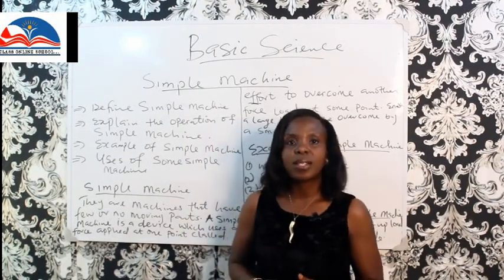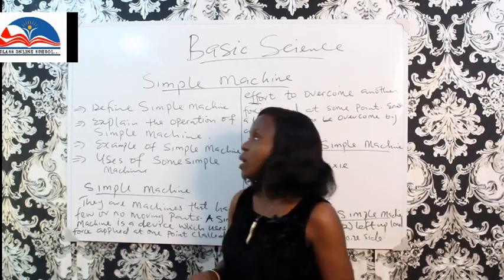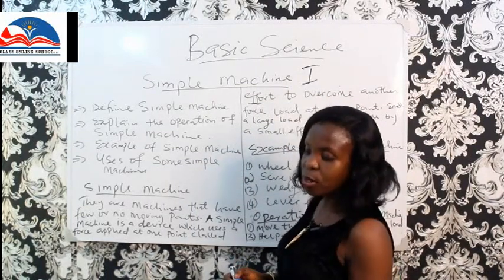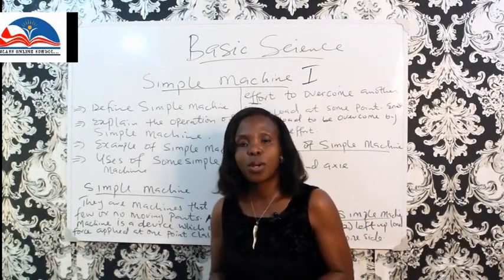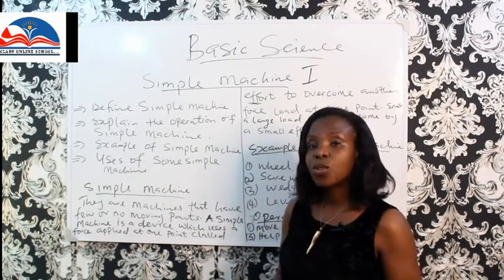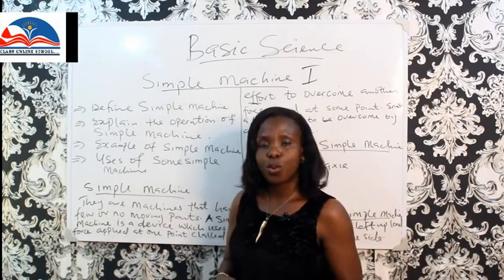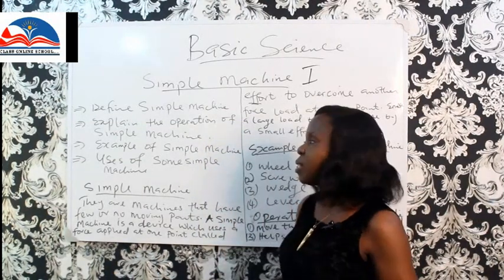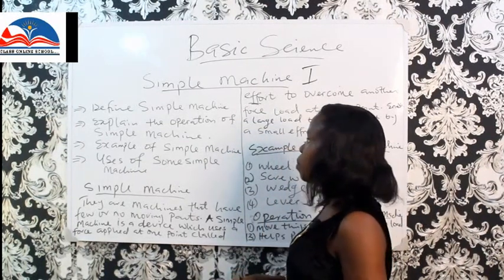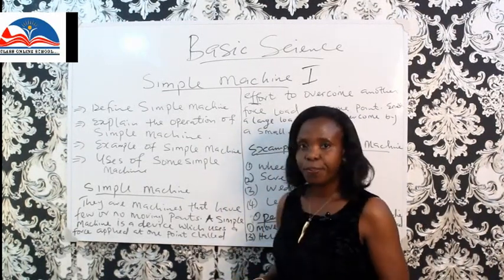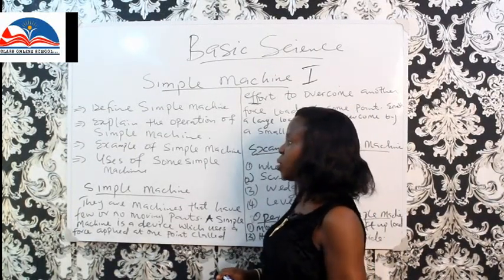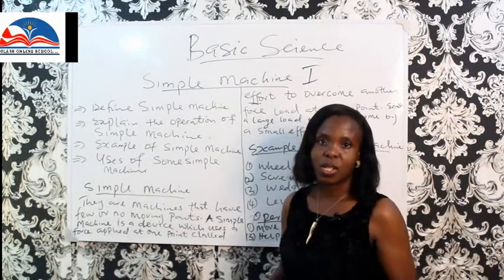Today in our basic science class, we're going to take simple machines, and this will be part one of it. We will have a series of it, not just one part, but a number of parts. In our class for today, we have some objectives to achieve. We want to tell you what a simple machine is, explain the operation of a simple machine, and give examples and uses of some simple machines.